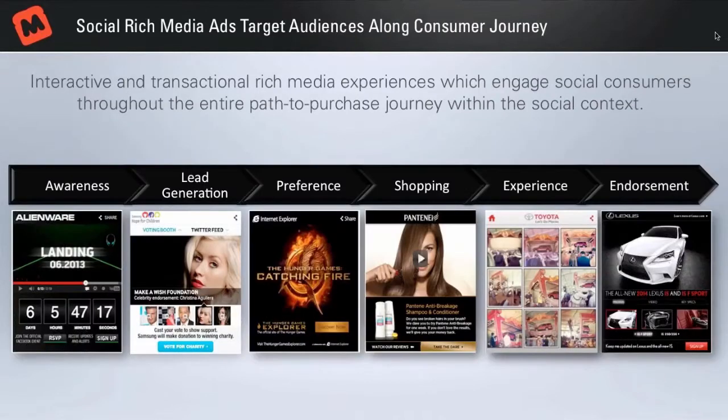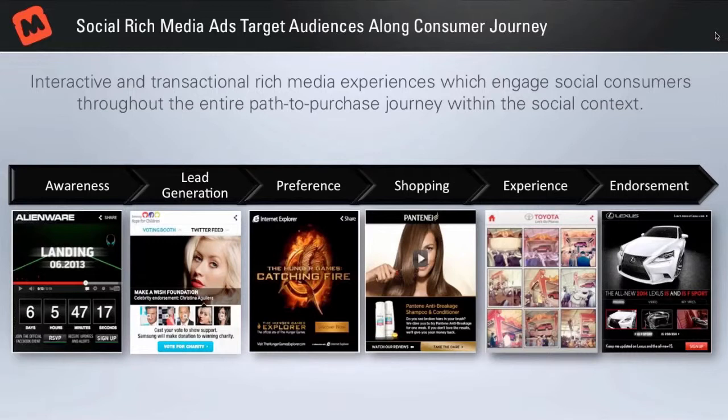When you take a look at social rich media ads, they target audiences all the way through the consumer journey. If you look at how social media works, you have different things like gathering awareness of your brand via posts through your brand page or through your news feed, and acquiring information from your customers. So you're giving them something so that you're acquiring additional lead information that you can then take not only through Facebook and the other social networks, but through other digital marketing opportunities where you can market to those customers.